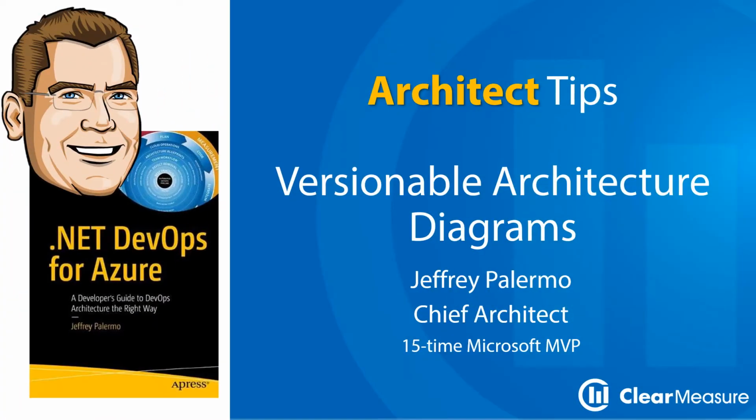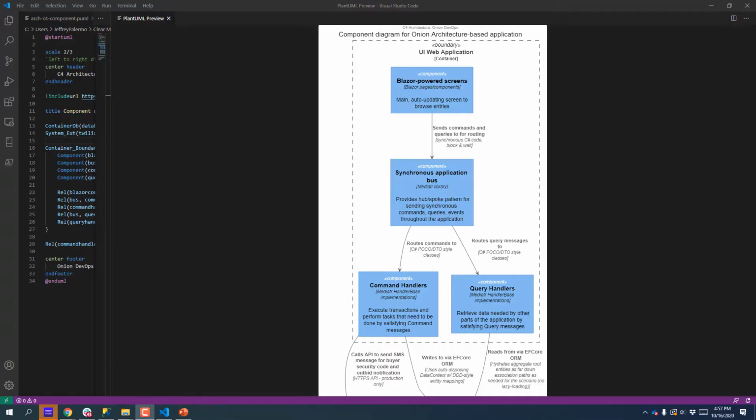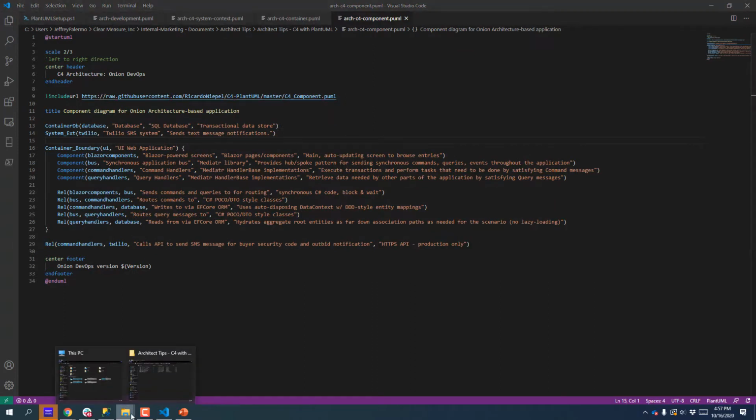In this architect tip, we're going to be talking about versionable architecture diagrams. And as always, here at ClearMeasure, we're a software architecture company, and our goal for you is that you'll be able to move fast and deliver quality and run your systems with confidence. And having architecture diagrams that work for you is part of that. Now, we want to have beautiful diagrams just like this one, but doing them in Visio is hard. So let's get into it.